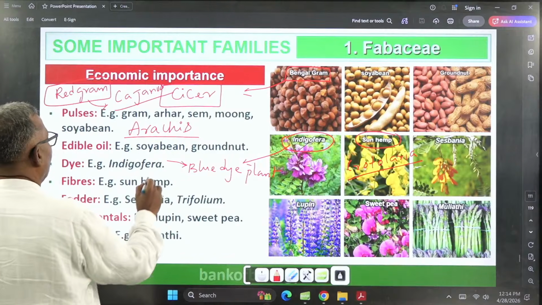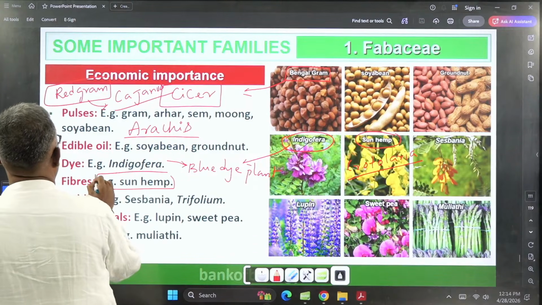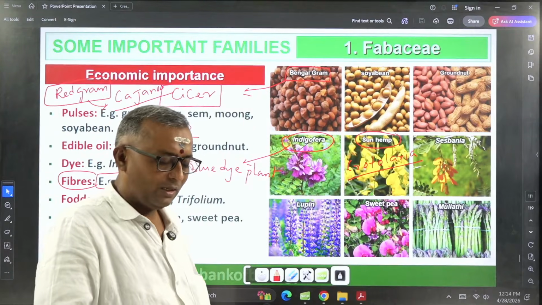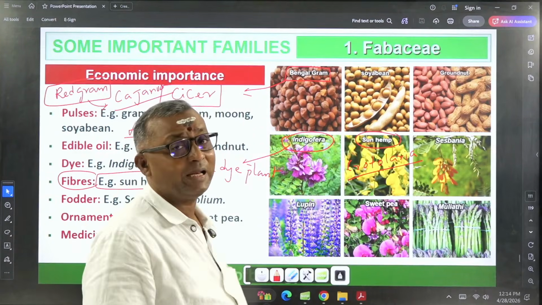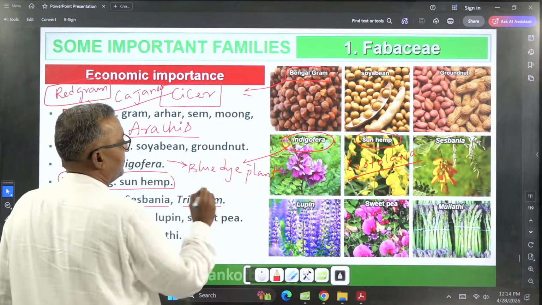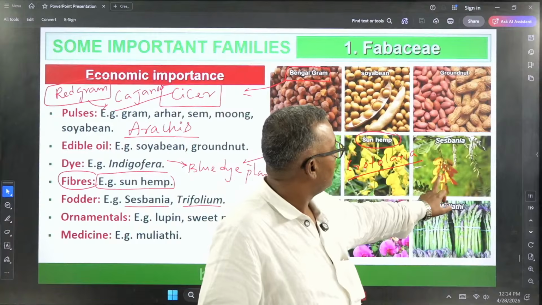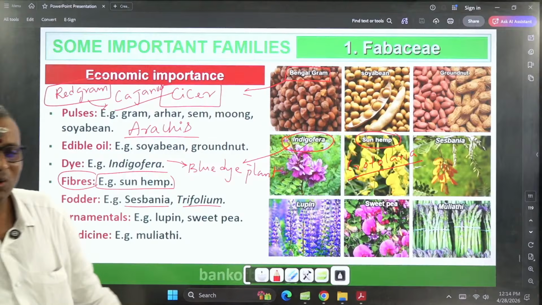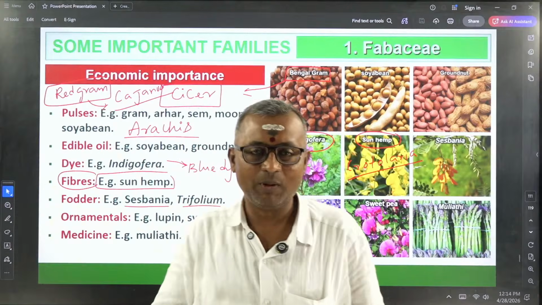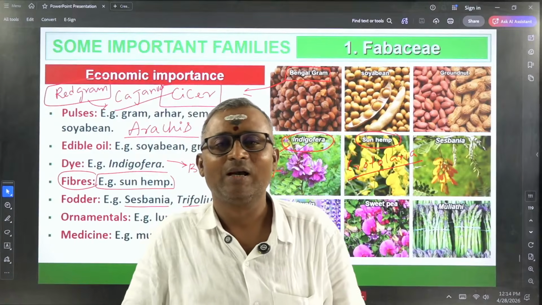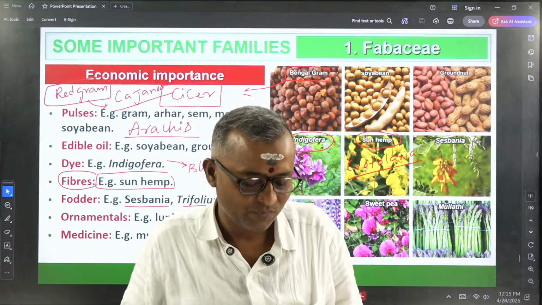This Crotalaria is a source of fiber. So we are getting fiber from this plant. Similarly, there is a plant called Sesbania sesban, Trifolium alexandrinum. This is Sesbania plant, Trifolium. There is no common name for this, you just have to remember. Of course, this Sesbania in Telugu is called Avisha. Avisha is a Telugu name.